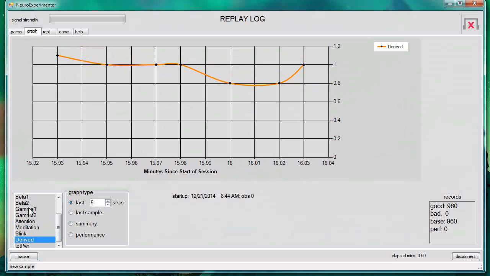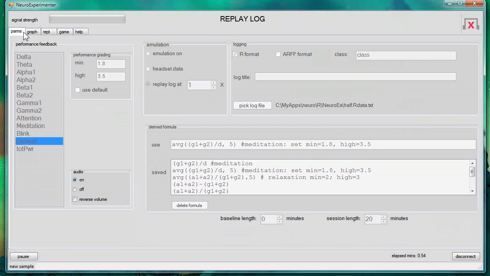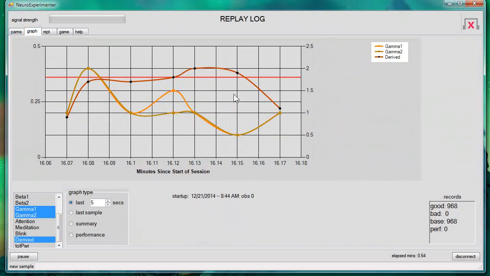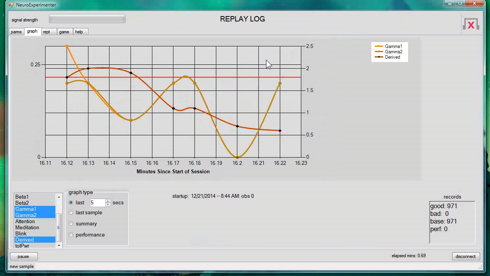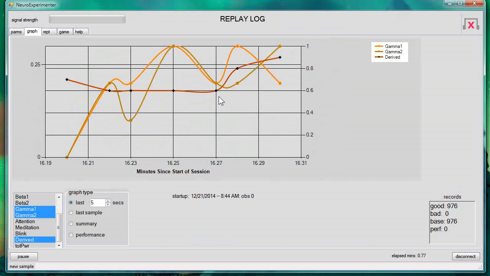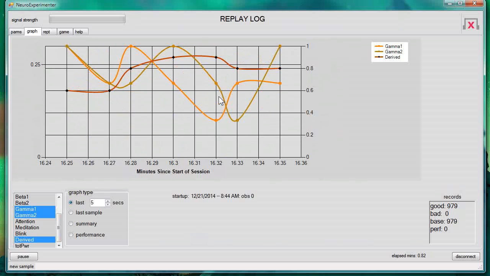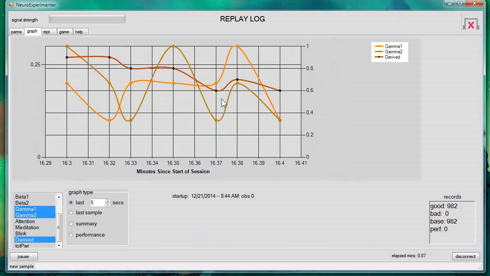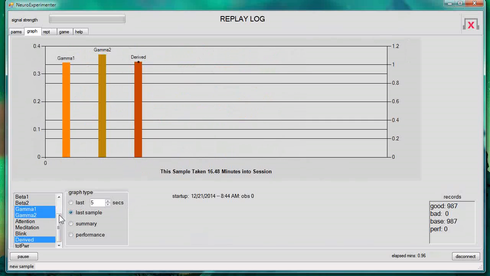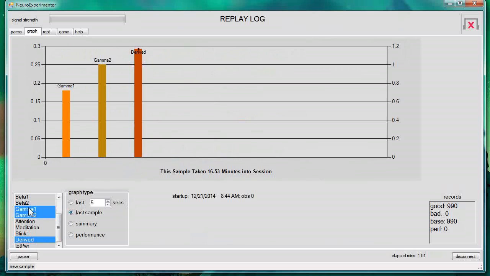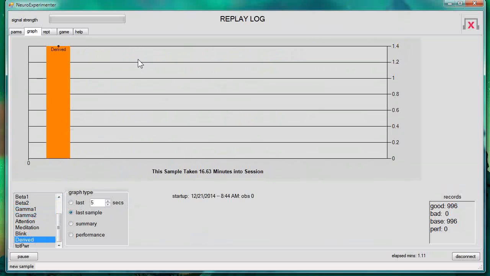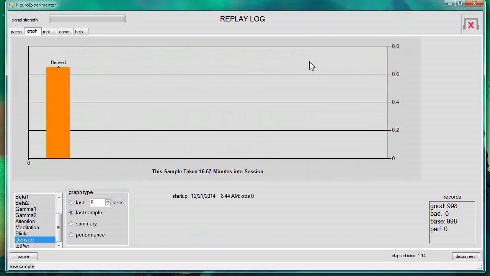Now you don't have to look at just the derived waveform. You can look at any of the waveforms that you like, so that you could look at the gamma, say. Now you can hear the audio. It goes off unless you're above this. And the more that you are above the minimum, the louder the audio feedback will get, and its frequency will also increase. Now, instead of looking at the last 5 seconds, you can just look at the last sample, and again, whatever waveforms you're interested in. And what you're trying to do is make this derived waveform as tall as you can, specifically above the minimum.